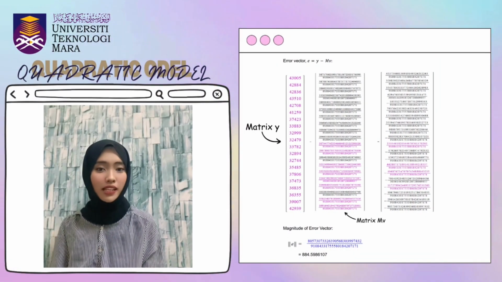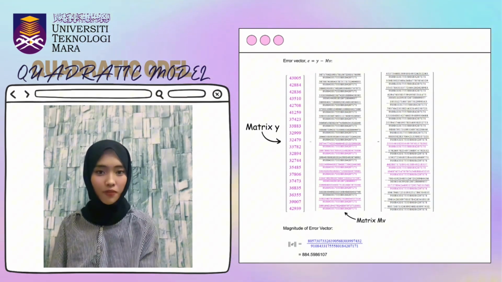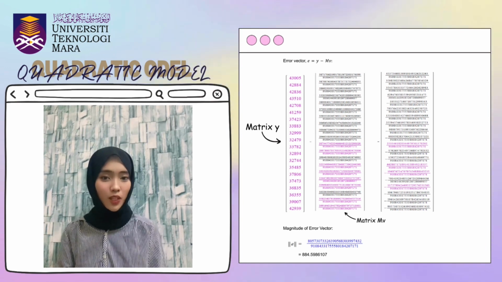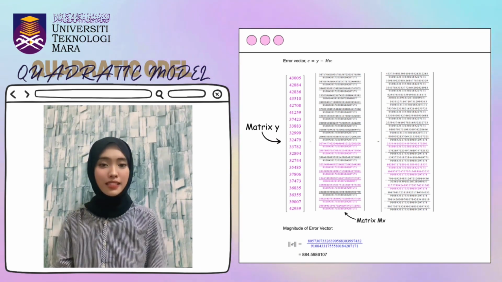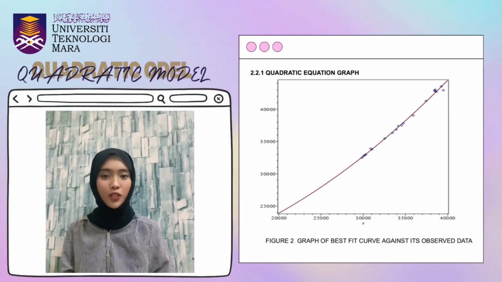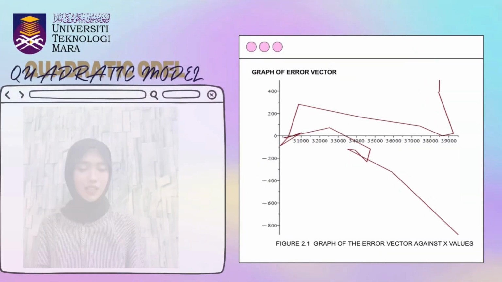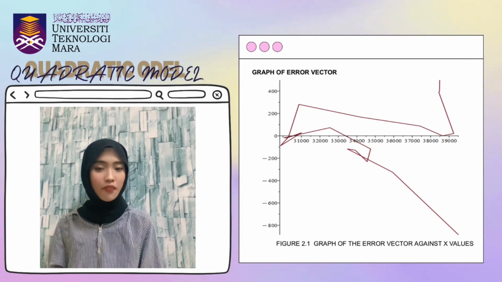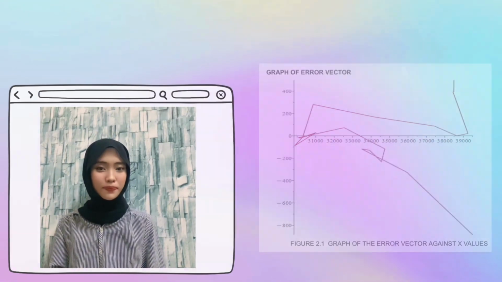Next, we find the error vector by using the formula E equals y minus Mv. After we calculate by using Maple, we get all of the E values in a matrix of 20 by 1 as shown here. Then, we get the value for the magnitude of the error vector. This is the graph for the quadratic best fit. Meanwhile, the other graph represents the error vector.